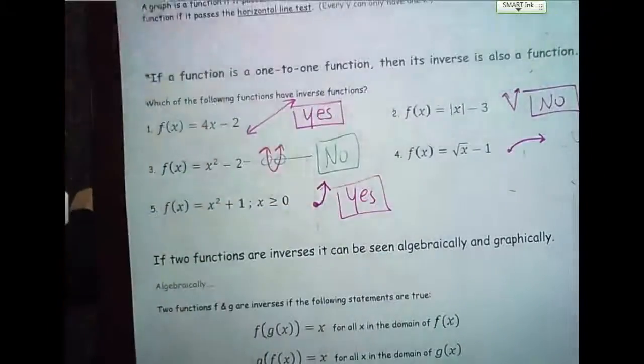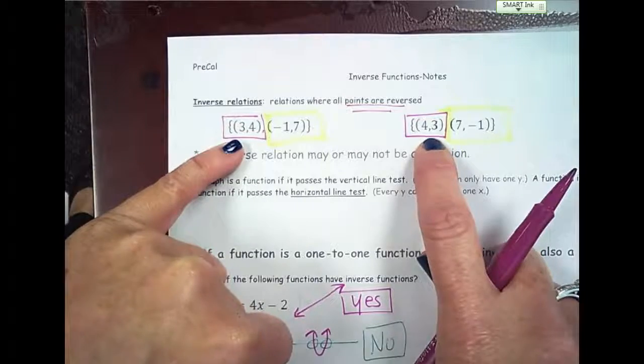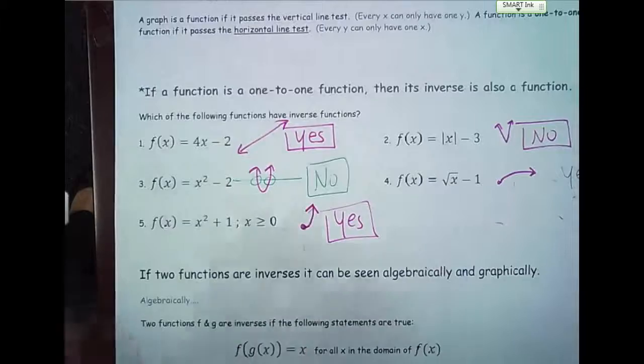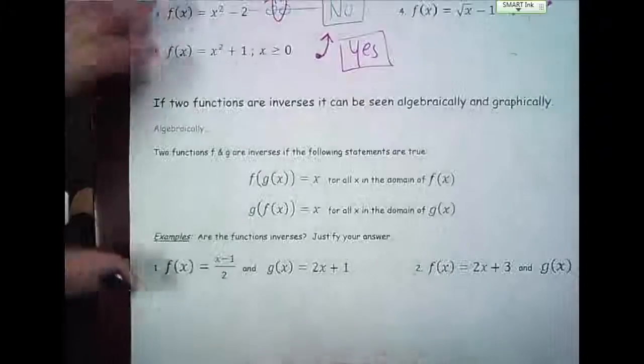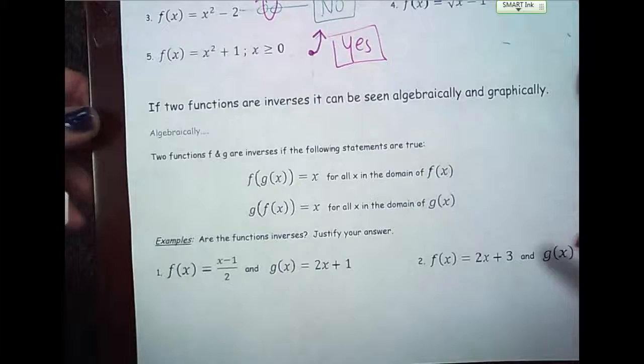Okay, so we found 2 different ways to look at inverse, right? Our first way was flip x's and y's. Agreed? Our second way is check and see if it passes the vertical and horizontal line test. Okay? Now to the strange part here. If 2 functions are inverses, it can be seen algebraically and graphically. We've looked at it graphically. Now we're going to look at it again in an algebraic way.